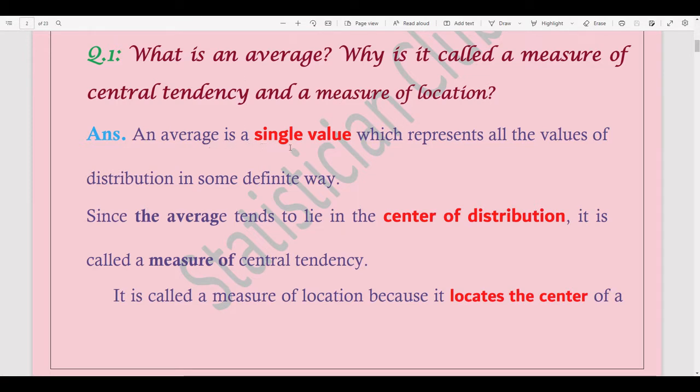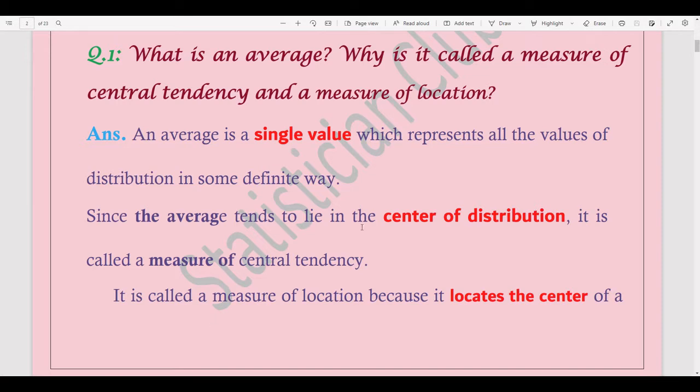An average is a single value which represents all the values of the distribution in some definite way. Suppose that you have a data set of 10 values. You take its arithmetic mean, geometric mean, median, harmonic mean, mode. These are all categories of taking average. You get a single value which represents the summary of the whole data set. Because of this reason it is called average: after applying the average formula you get a single value, and this single value is called average, which represents the summary of the whole data set.